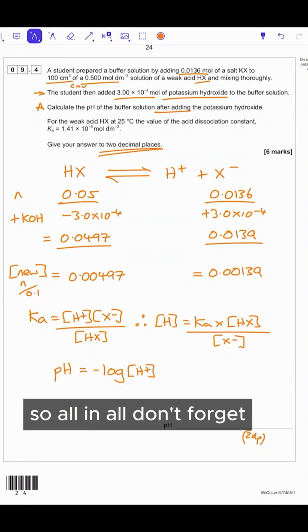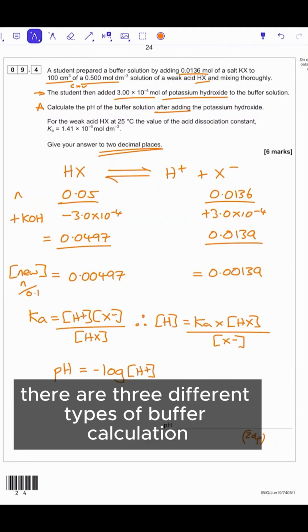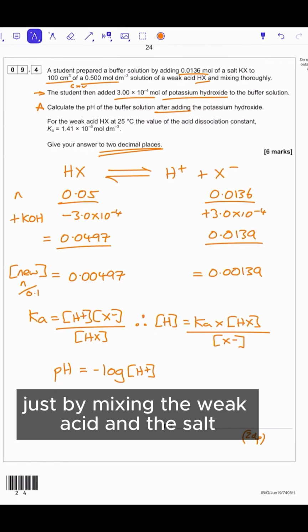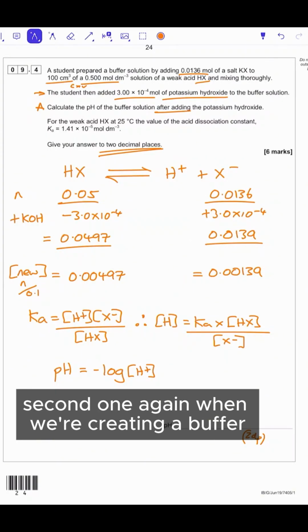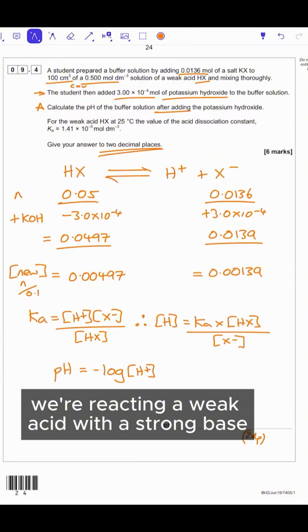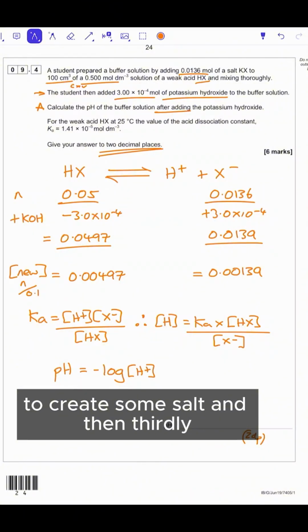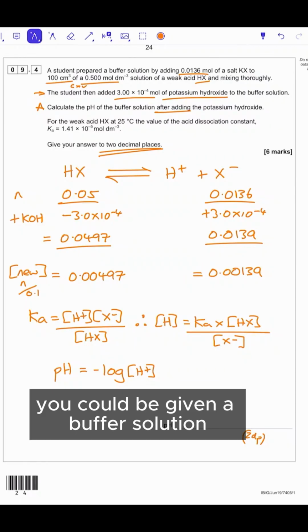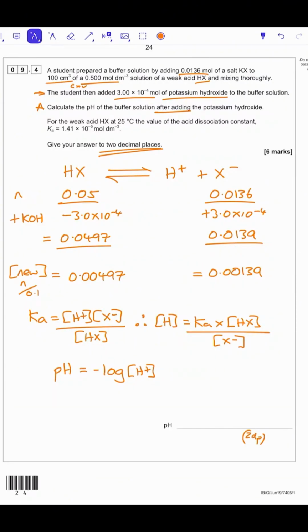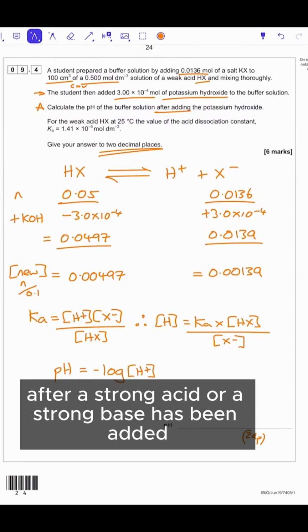So all in all, don't forget there are 3 different types of buffer calculation. First one, where you create a buffer just by mixing the weak acid and the salt. Second one, again, when we're creating a buffer, but this time we're reacting a weak acid with a strong base to create some salt. And then thirdly, you could be given a buffer solution and then asked to find the new pH after a strong acid or a strong base has been added.